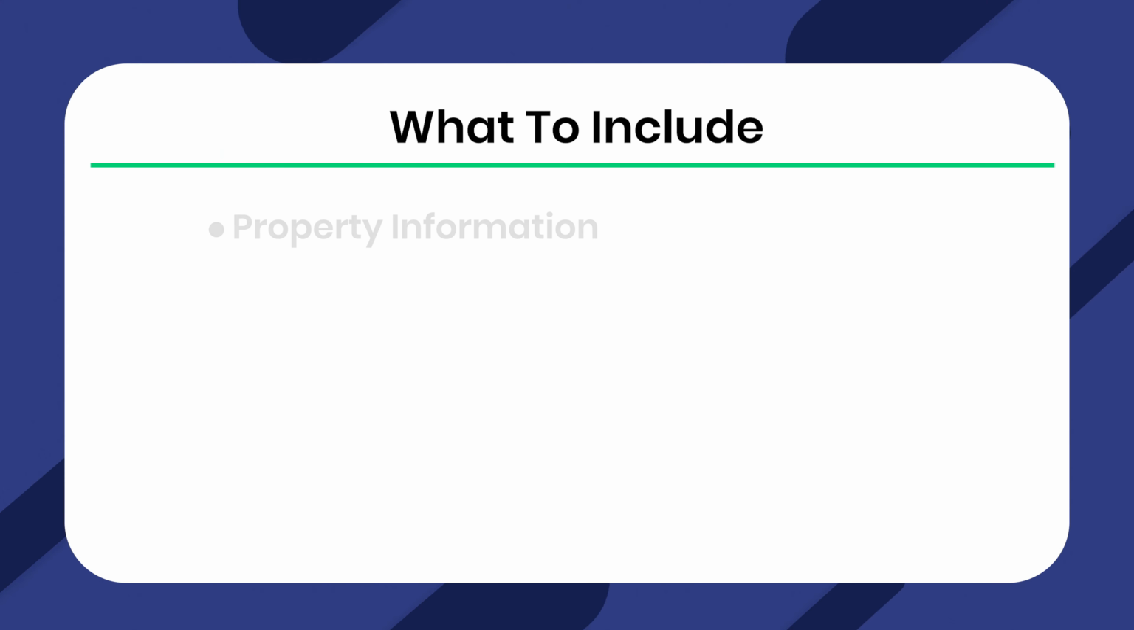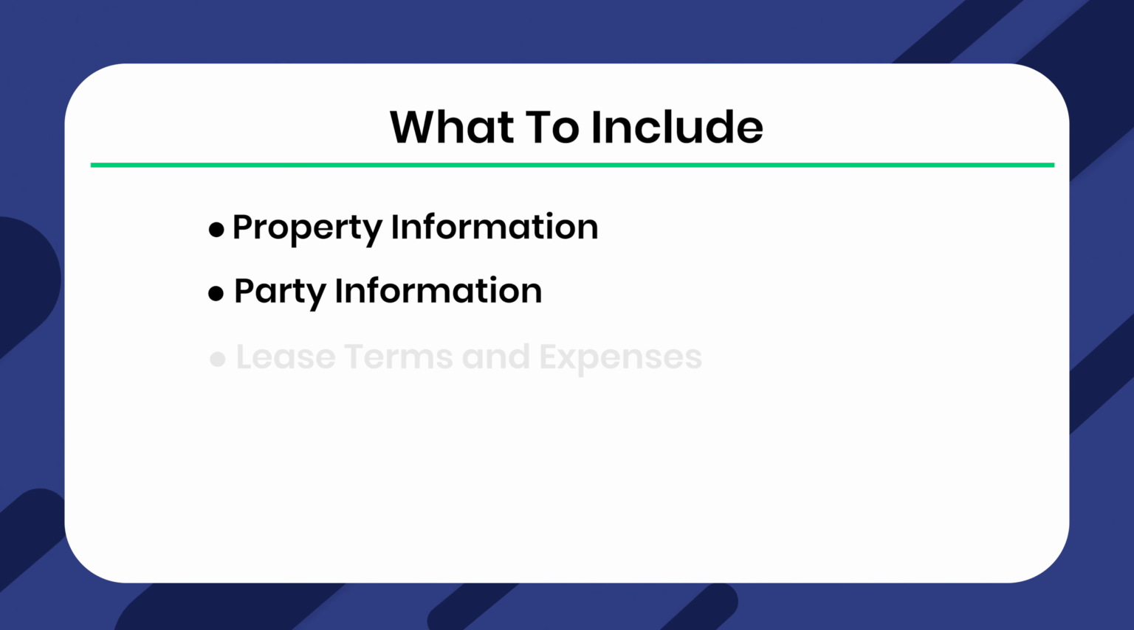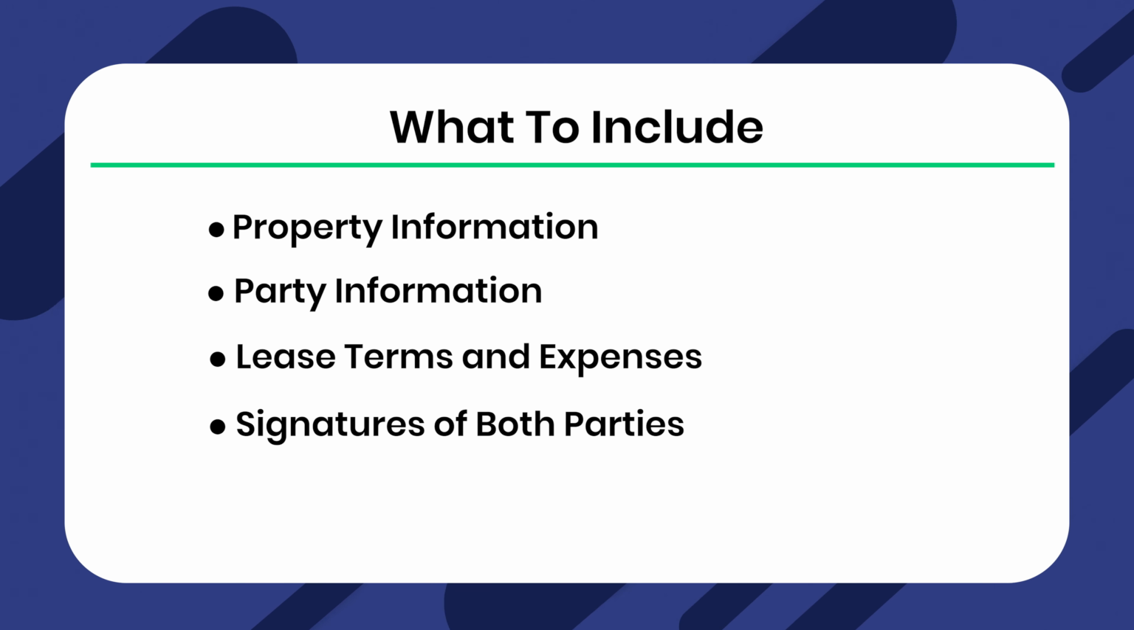Every lease agreement must include a range of information, including property information, party information, lease terms and expenses, and the signatures of both parties. Massachusetts law states that commercial leases only become void if they are unclear about these core provisions. Landlords must also provide certain disclosures to new tenants.